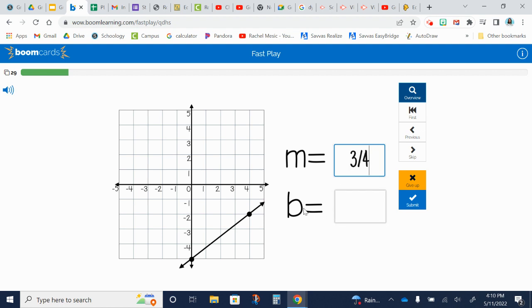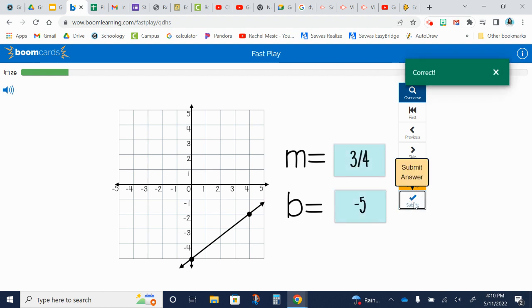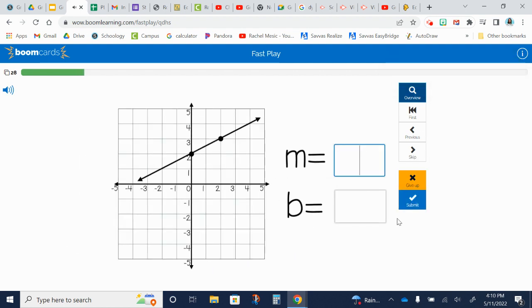B stands for the y-intercept, or where you would begin if you were graphing a line, which is right down here. Ooh, this one's -4. What would this one be? -5. And if you click submit, it will tell you if you're right.